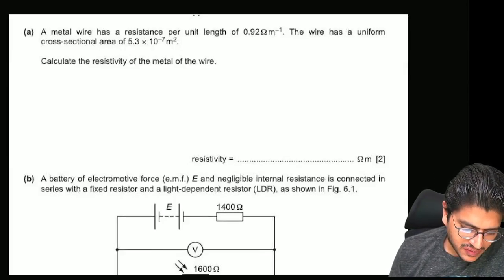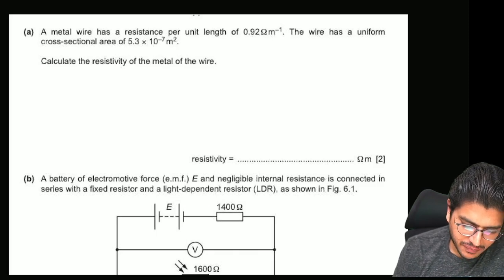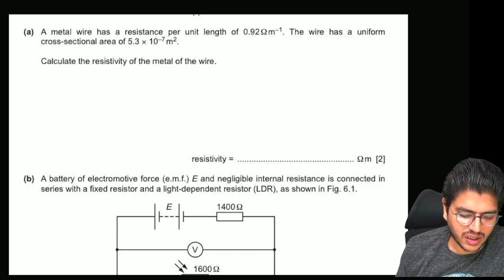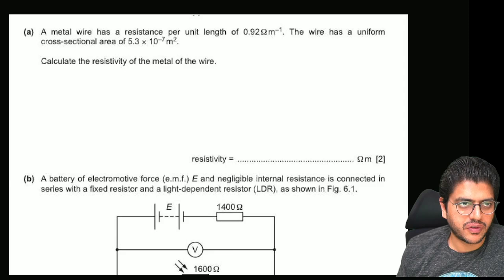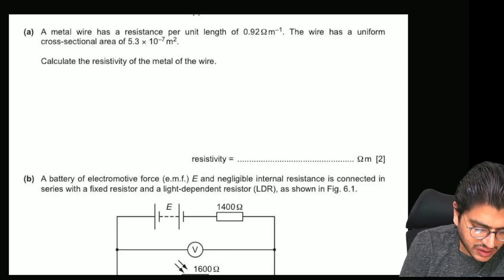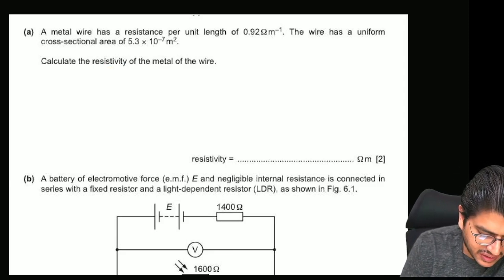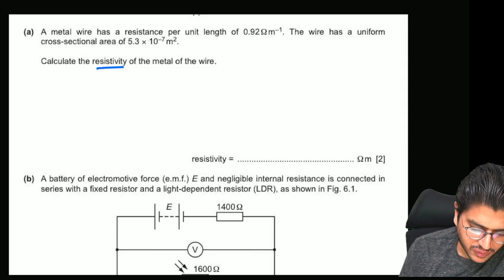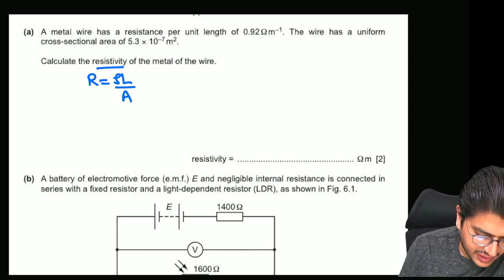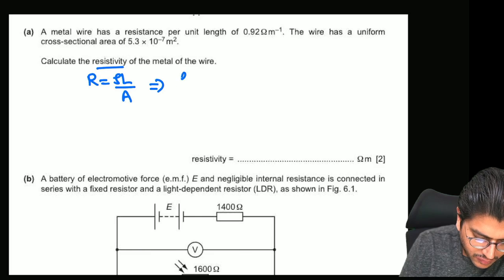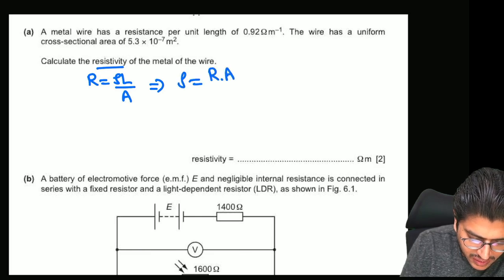A metal wire has a resistance per unit length of 0.92 ohms per meter. The wire has a uniform cross-sectional area of 5.3 × 10^-7. Now, you know that whenever you're given resistance per unit length and they're asking you for resistivity, the formula is R = ρL/A, where you have to make ρ the subject and you'll get R × A/L.